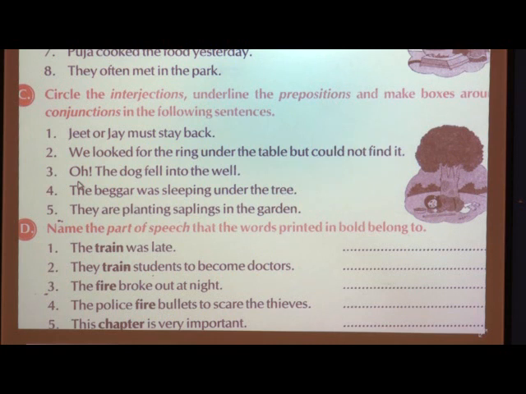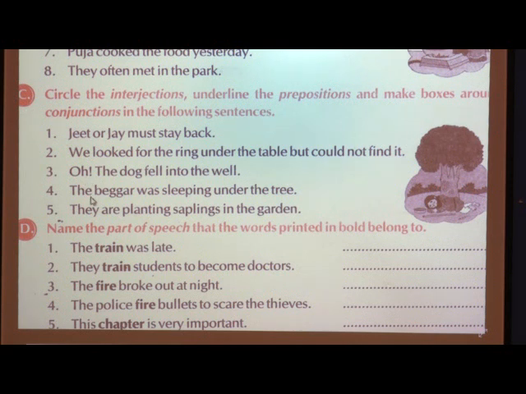Next, oh, the dog fell into the well. Now, here one expression or one feeling is there, we can say. So, which part of speech is it? Yes, it is an interjection. So, you are going to circle it. They have instructed us to circle the interjection. So, you are going to circle this word oh. Why? Because it is expressing a feeling. Oh, and you are going to circle this word because it is an interjection.